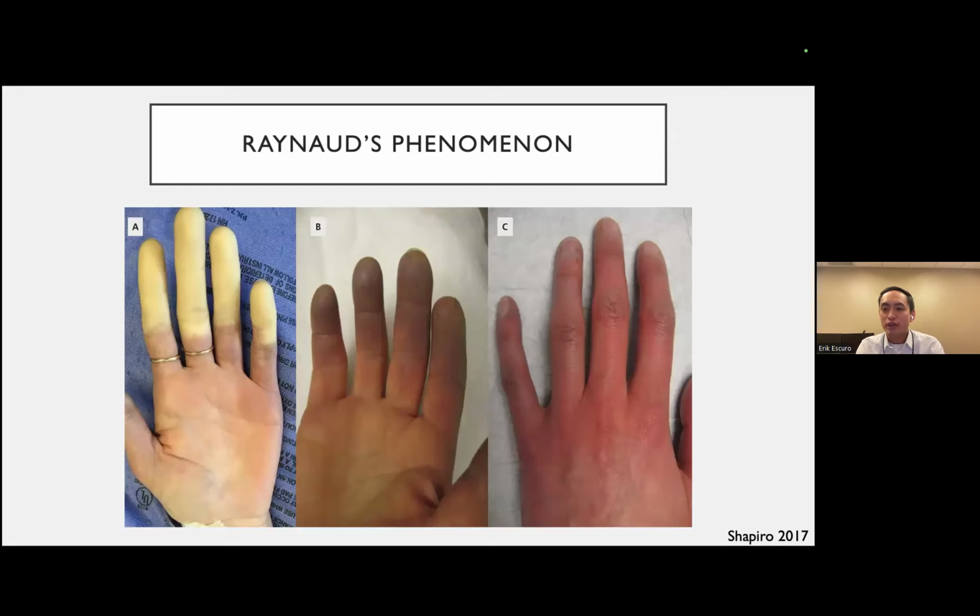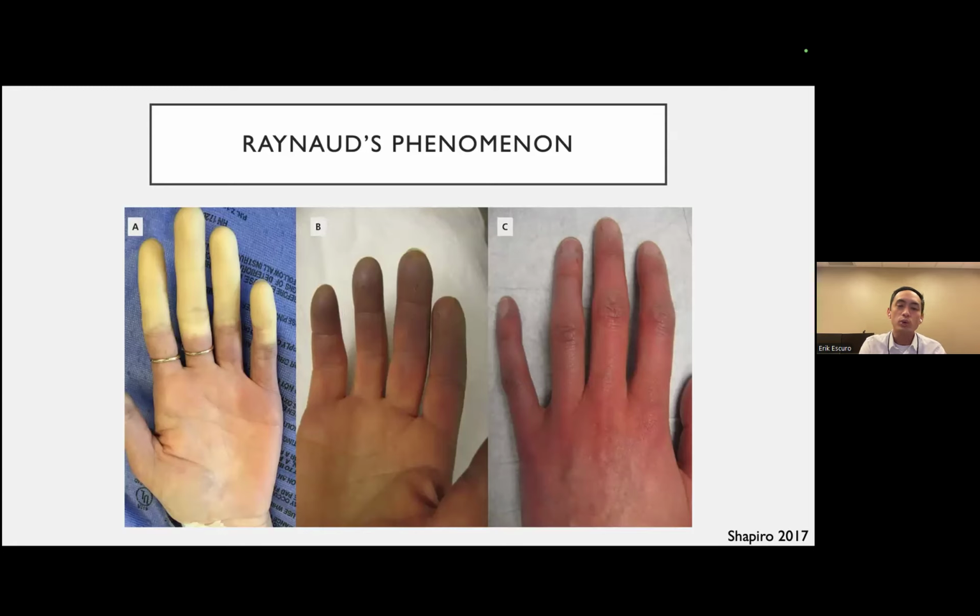And finally, Raynaud's phenomenon. I think that Raynaud's is something that frequently comes up as a potential autoimmune symptom that patients feel that they're experiencing. And oftentimes, patients are actually mainly talking about the picture that you see in C, where they see some redness to their fingers, especially with anxiety or with cold exposure.